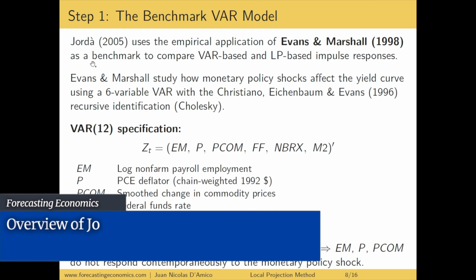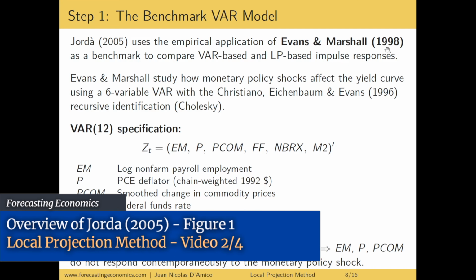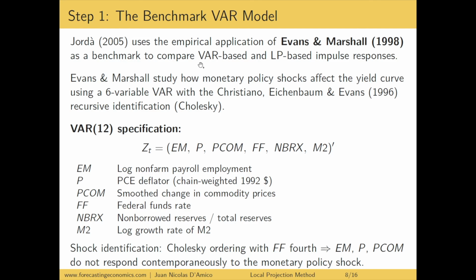So in the paper, Jordà uses the empirical application of the Evans and Marshall 1998 paper as a benchmark to compare vector autoregressive based and local projection based impulse responses. Evans and Marshall study how monetary policy shocks affect the yield curve using a 6-variable VAR with the Christiano, Eichenbaum, and Evans 1996 recursive identification. Using monthly data, the authors compute a vector autoregressive model with 12 lags.